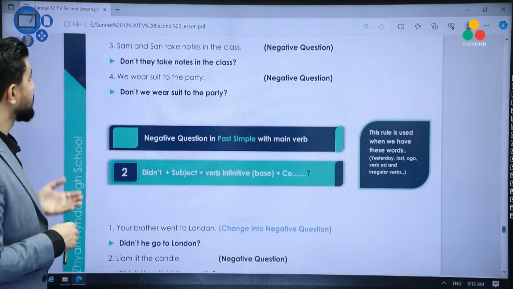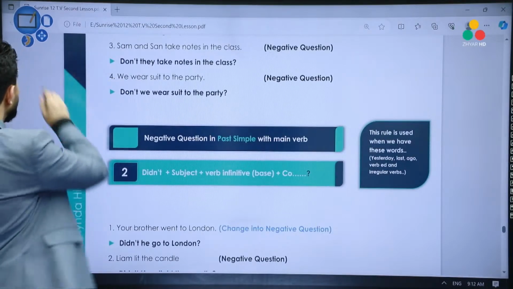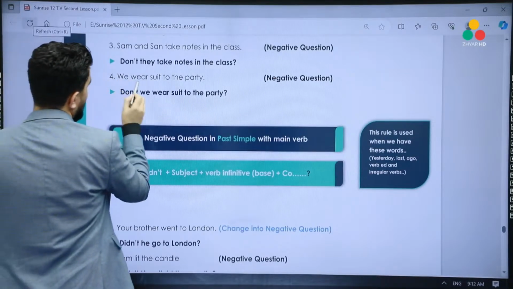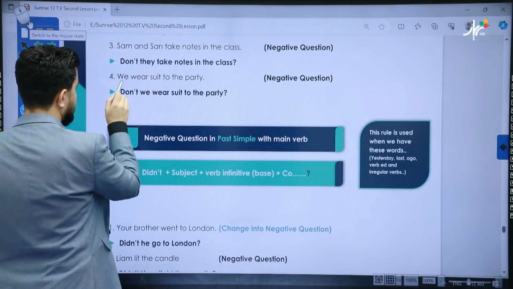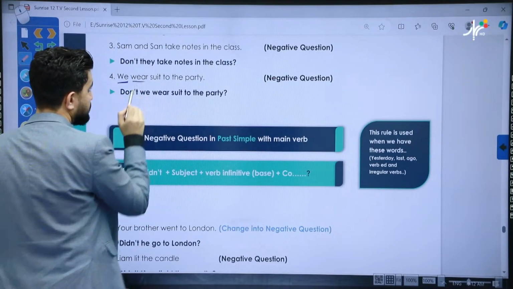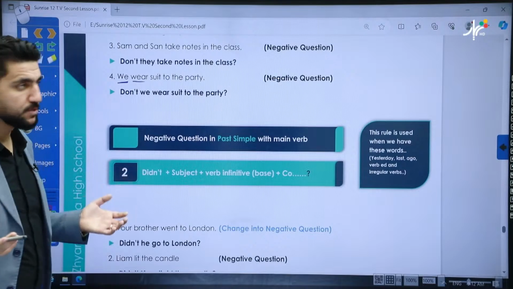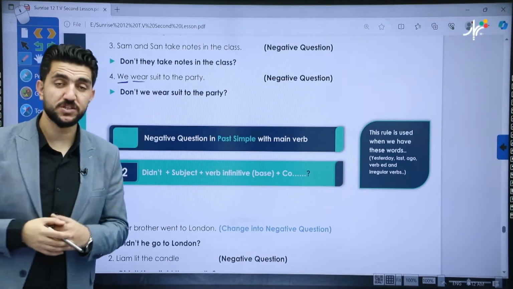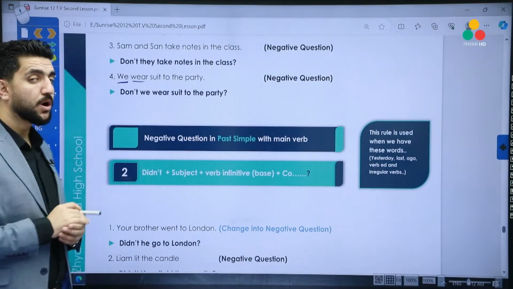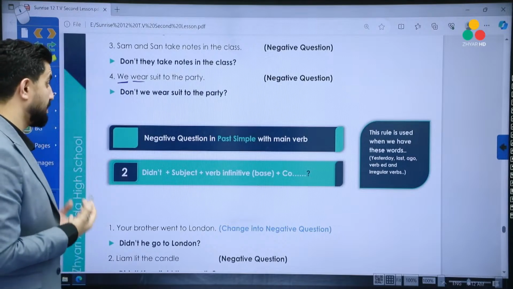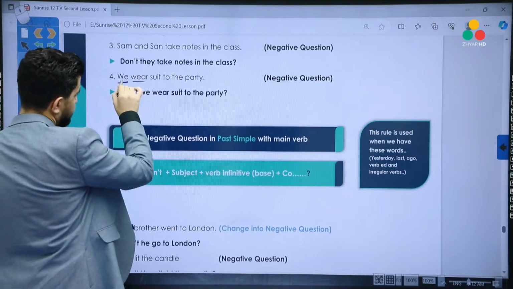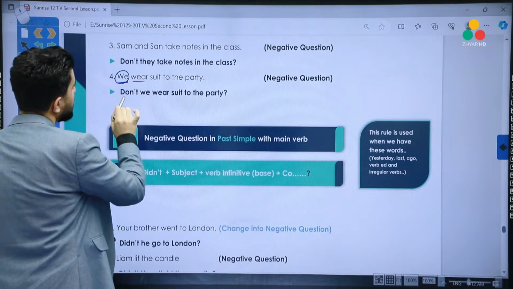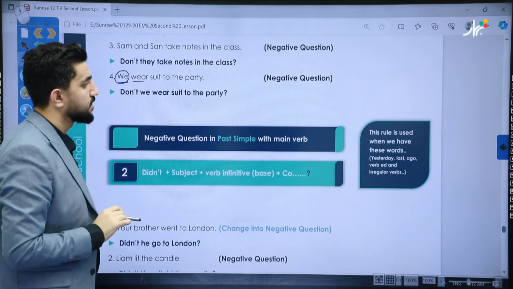We have also this one, let's say: we wear suit to the party. Since we have we and the base form, how do you know it's present simple? We said we either have s linked to the verb or without s. That means it's a base form. So in this case, we say: don't we? Since we have we, we use don't. Don't we wear suit to the party?